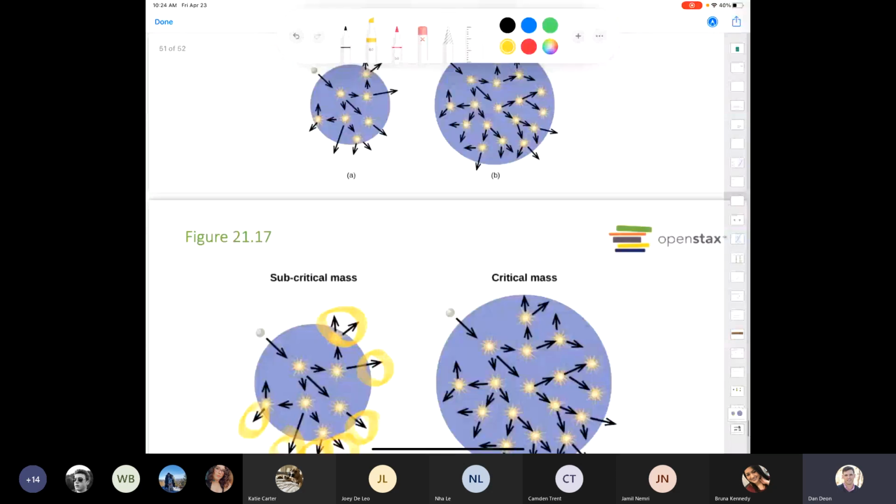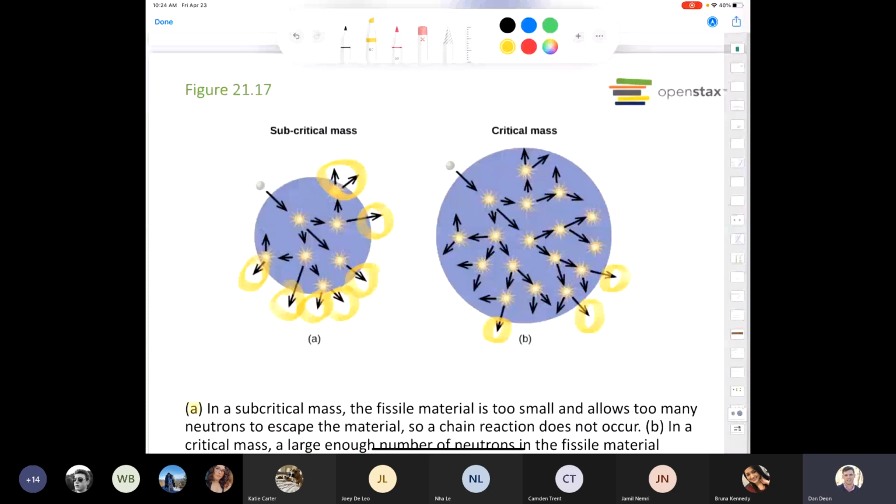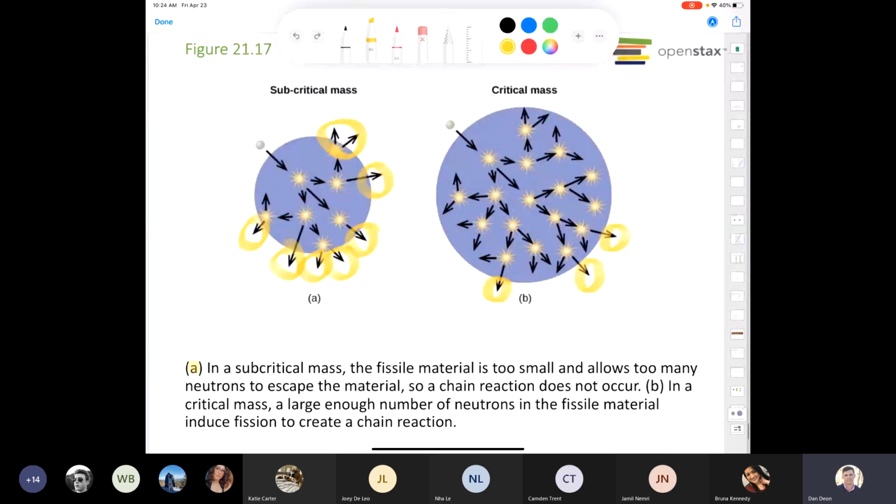that the ratio of neutrons that are escaping, some of them can escape, but it's going to be much smaller compared to the entire volume where you're going to have a lot more collisions occurring. So you're going to have fewer neutrons escaping that material. And this means that you've got enough material to allow the chain reaction to occur.